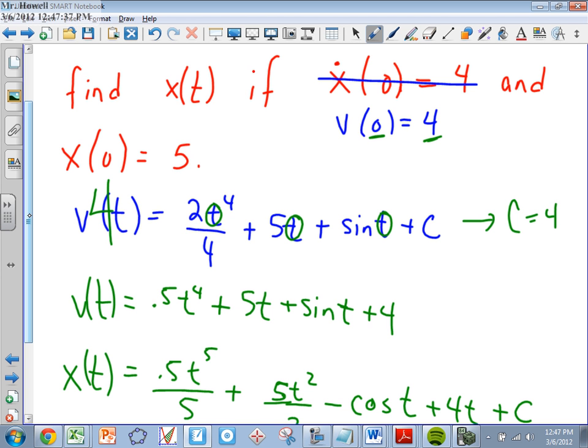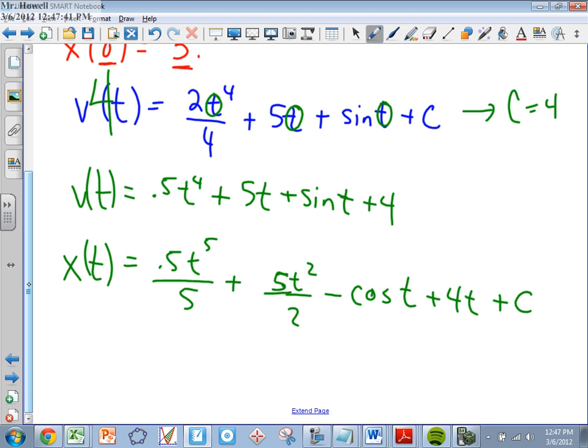So everybody take a look. 0 and 5. I go ahead and put a 5 here. This becomes 0. This becomes 0. This becomes minus 1 because cosine of 0 is 1. Plus 0 plus c. Move the 1 over. C turns out to be 6.